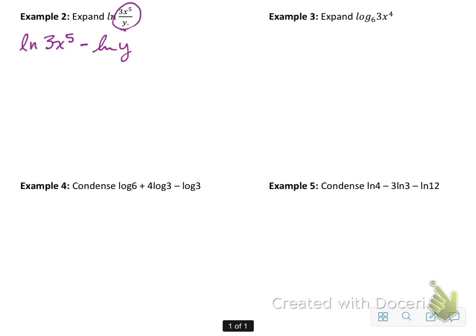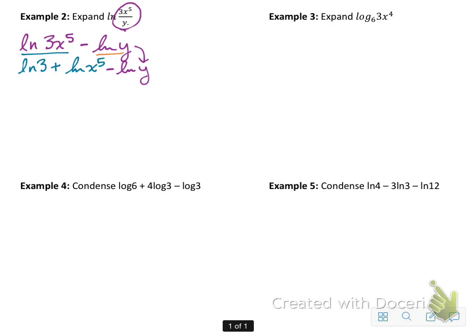We're not allowed just to split that up because the natural log of y is by itself, but the natural log of 3x to the 5th is not. There's multiplication in there, and as long as you have multiplication, division, or an exponent, you are not done. So let's split up our multiplication. Multiplication becomes addition. So we have the natural log of 3 plus the natural log of x to the 5th, and I'm going to bring down the natural log of y, right? That just followed us along.